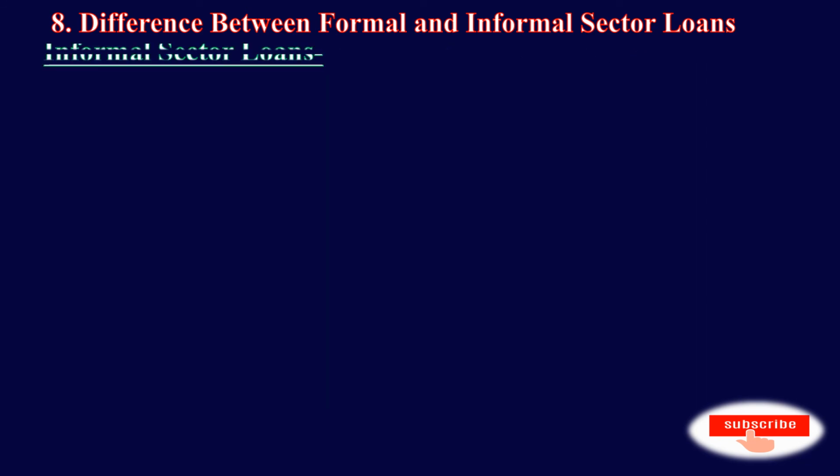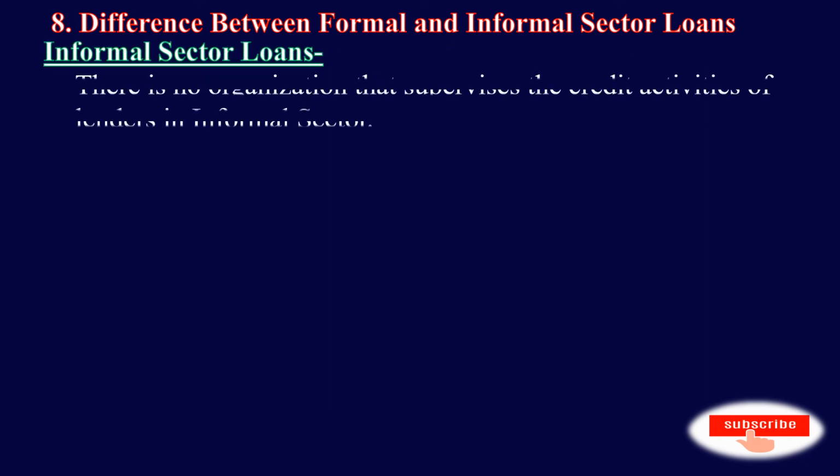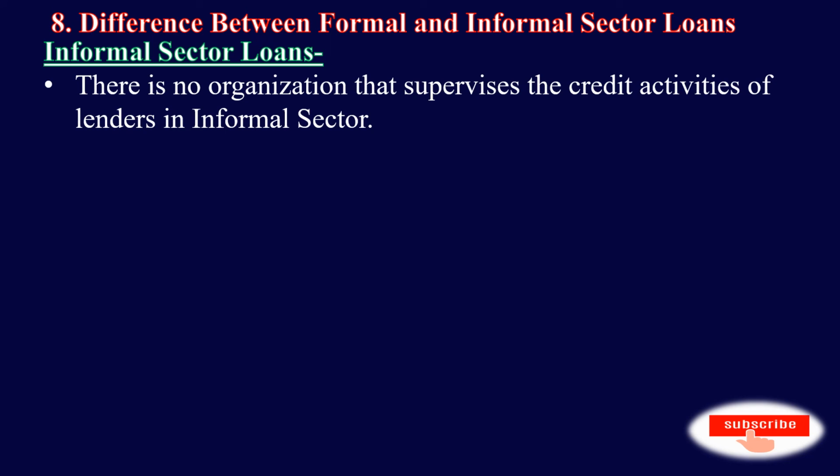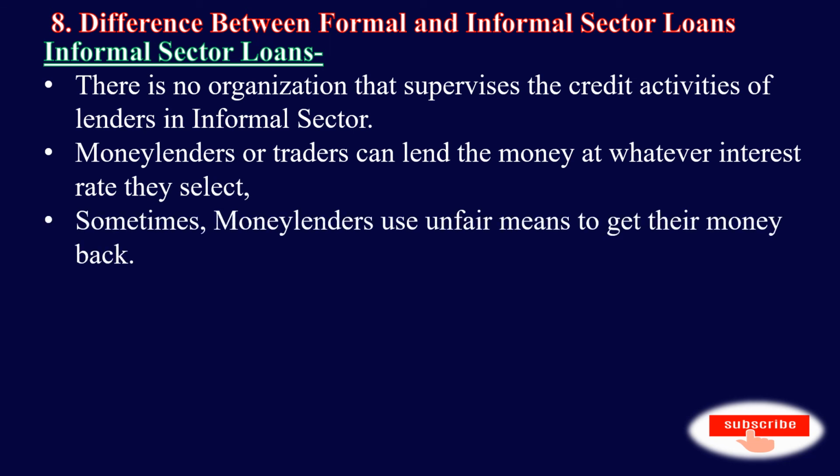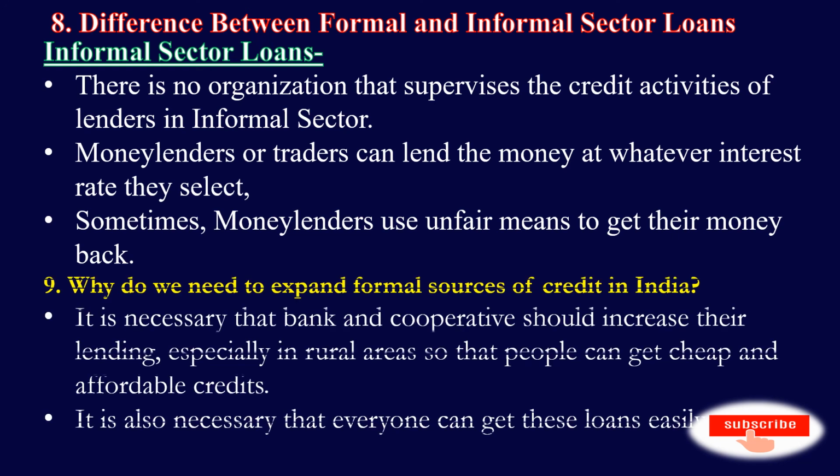And in the informal sector, there is no organization that supervises the credit activities of lenders. Money lenders or traders can lend the money at whatever interest rate they select. Sometimes lenders use unfair means to get their money back. Thus, it is necessary that banks and cooperatives should increase their lending, especially in rural areas of India, so that people can get cheap and affordable credits.